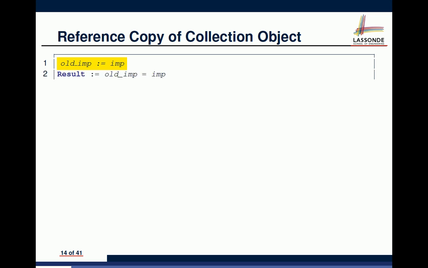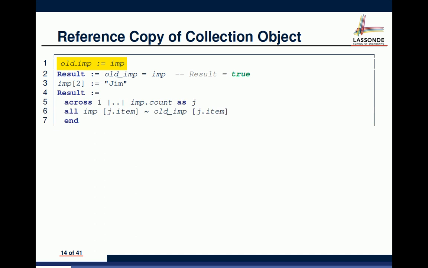Line number 2, I simply say result is assigned to old imp equals imp. Should that be true or false? They point to the same object, right? Should be true. I'll draw the diagram. Okay, it's there, good. And now, if I say imp2 is assigned to Jim, all right? And I do the following across. Okay, that's also a good case study for you to see how to use the across.